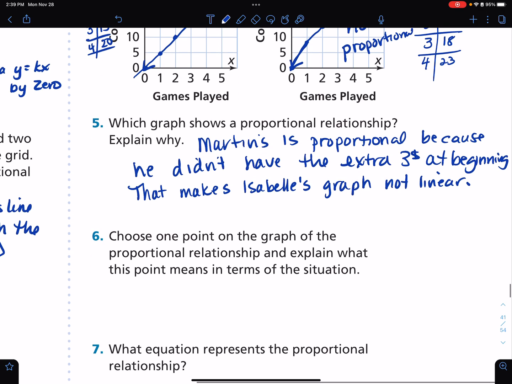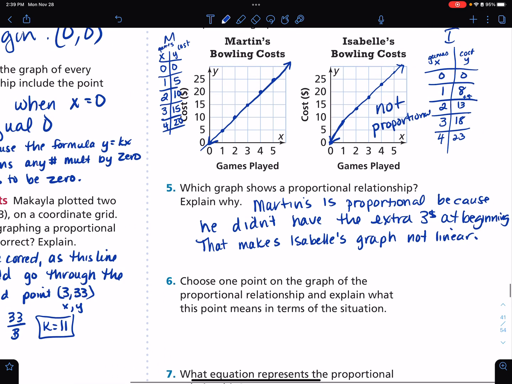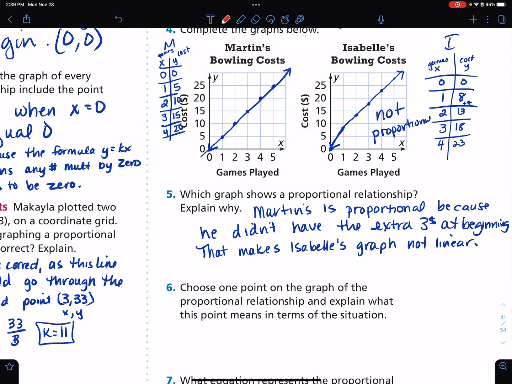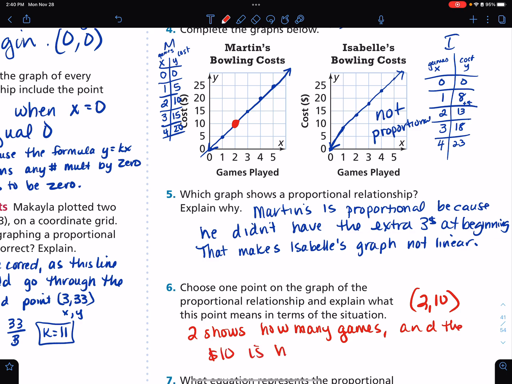Number 6, choose one point in the graph of the proportional relationship and explain what this point means in terms of the situation. So I'm going to choose, let's see, 10, 2. I guess it would be 2, 10. So 2, 10. So the 2 shows how many games he played. And the 10 is his cost for those games.